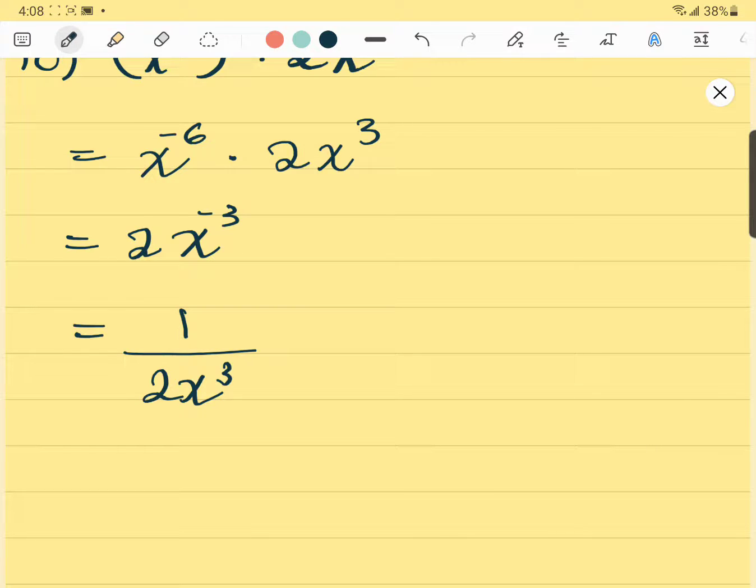No, it is actually not correct. Remember, you only bring down the base. The 2 is not part of the base. The base is x. Oh, okay. So the answer should be 2 over x to the 3rd power. Okay?